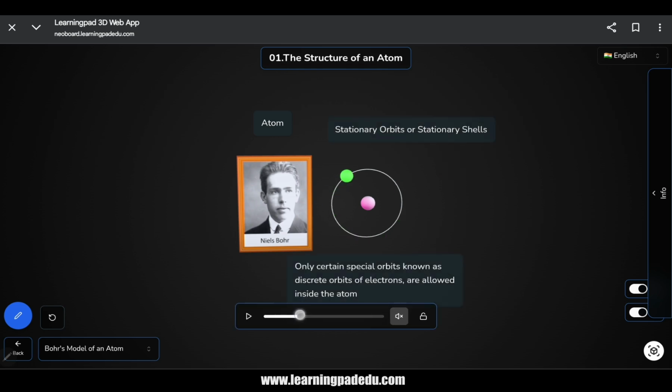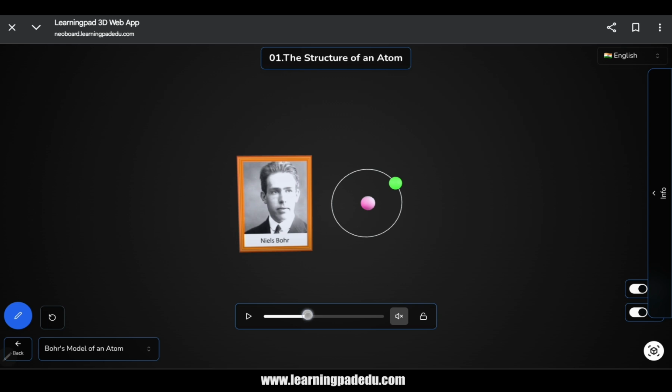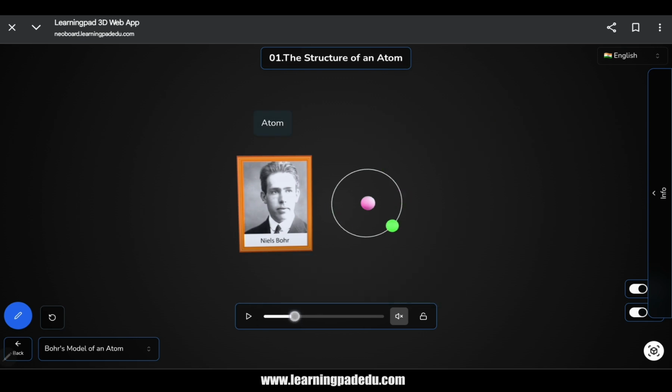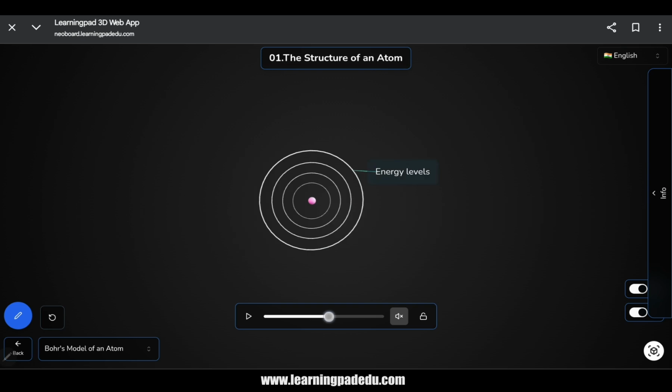See how the electron is moving, and when it is moving, it is not losing energy. You can see the movement of the electron. Because it is moving in discrete orbits, it is not radiating energy.